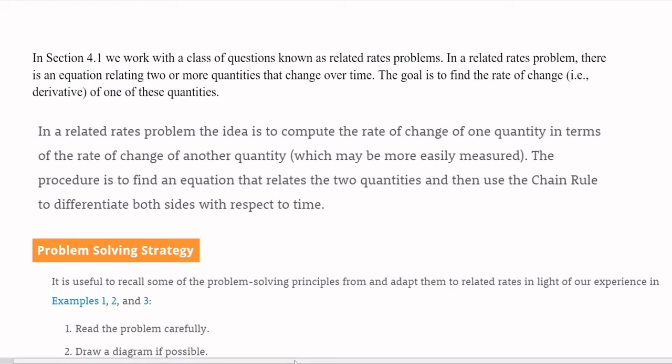So section 4.1 is all about something called related rates. Related rates are these types of problems where you have equations relating two or more quantities of something that change over time, and you're interested in the rate of change. Like how is one of these changing?